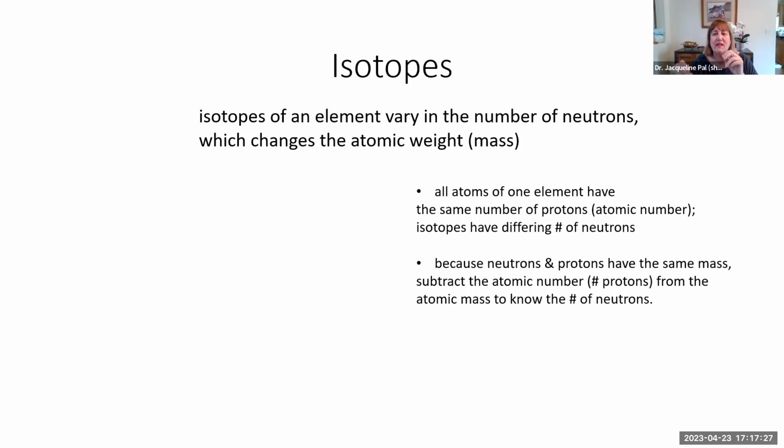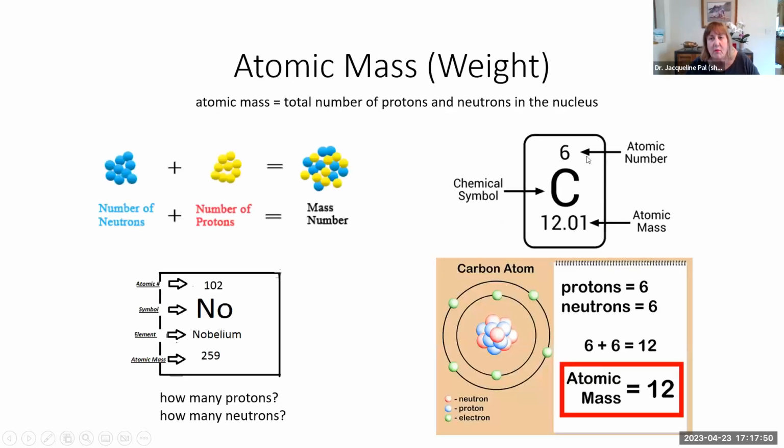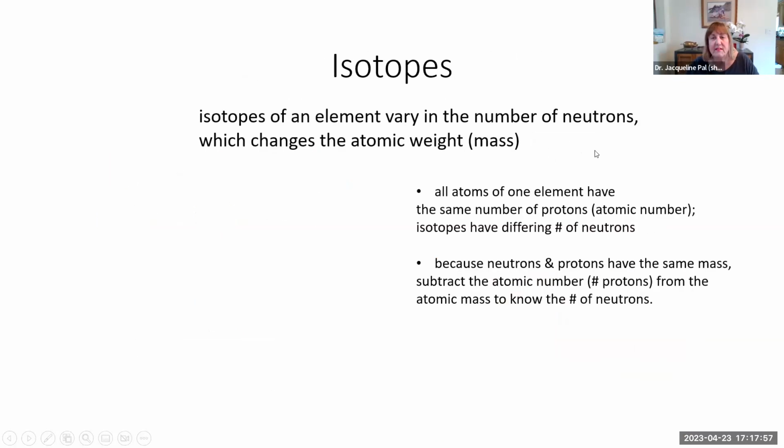An isotope changes the number of neutrons, which means the atomic number has stayed the same, but the atomic mass has changed. Okay? So all the atoms of the element are going to have the same atomic number. They're all going to have the same number of protons. So if we go back here to carbon, every carbon isotope is going to have an atomic number of 6. So they're all going to have 6 protons.